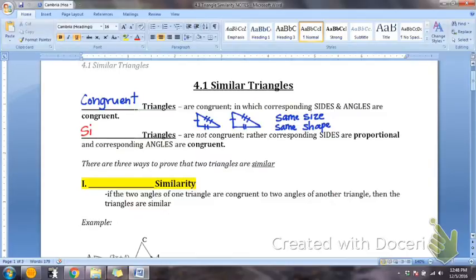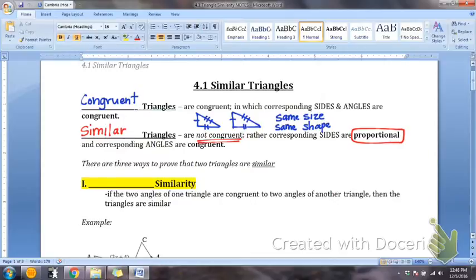Then we have similar triangles. Similar triangles are not congruent. That means they are not exactly the same. The sides are proportional, which means we're going to set up a proportion. Does anybody remember what a proportion is? Proportion means that there are two fractions, and yes, you set them equal to each other. But the sides are proportional, and the angles are congruent.